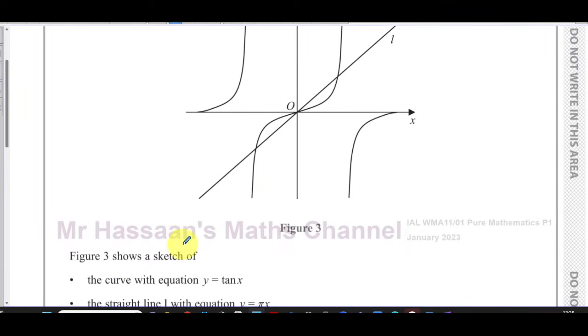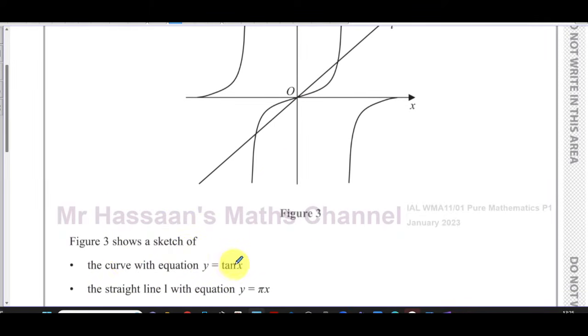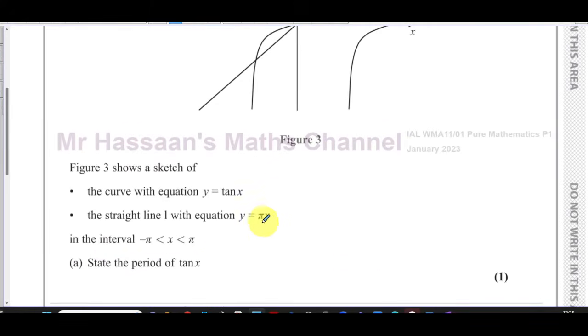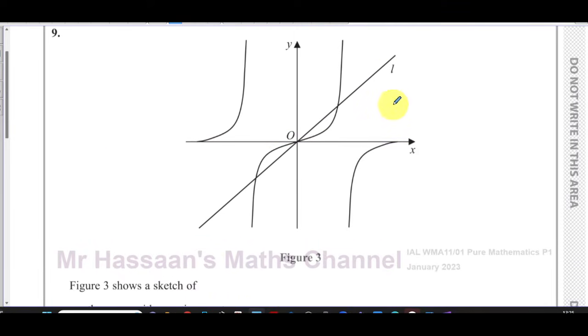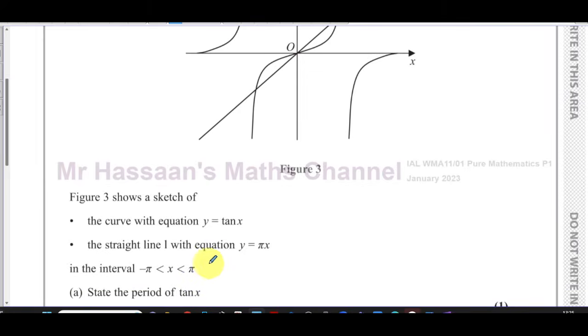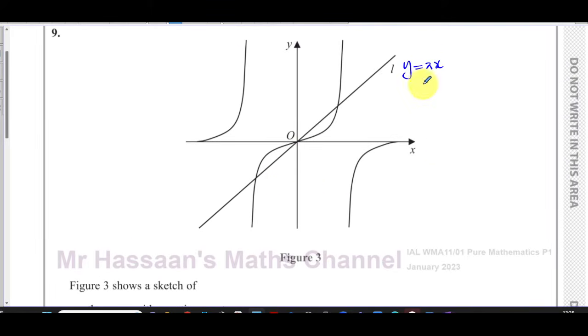It tells you that figure 3 shows a sketch of the curve with y equals tan of x. The straight line L, with equation y equals pi x. So this is the straight line. The equation of this line is y equals pi times x, and the interval is from minus pi to pi. So this is from minus pi up to pi.